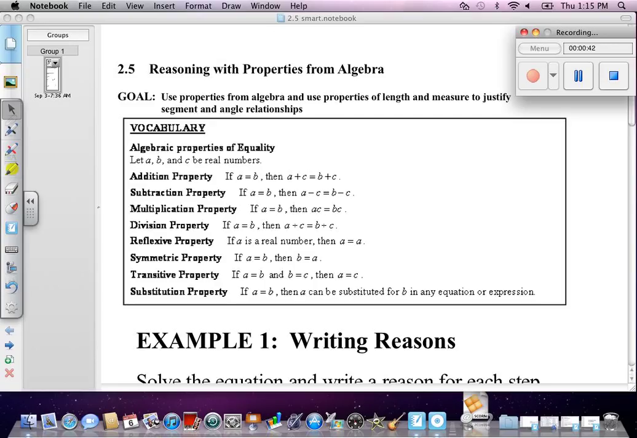Reflexive, A equals A. Symmetric, if A equals B, then B equals A. Transitive, if A equals B and B equals C, then A equals C. Substitution, if A equals B, then A can be substituted for B in any equation or expression. Those last four, reflexive, symmetric, transitive, and substitution, you're going to see a lot. You might want to write them down in your theorem and postulate sheets.